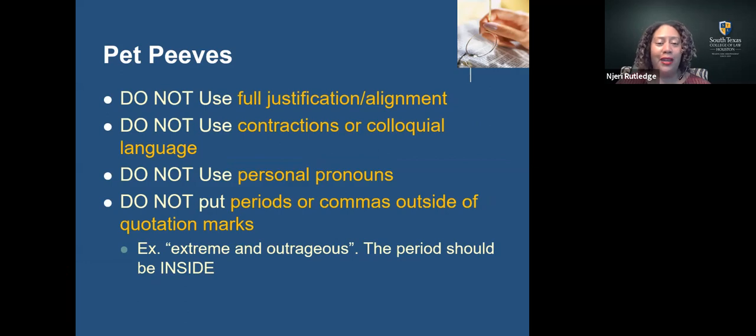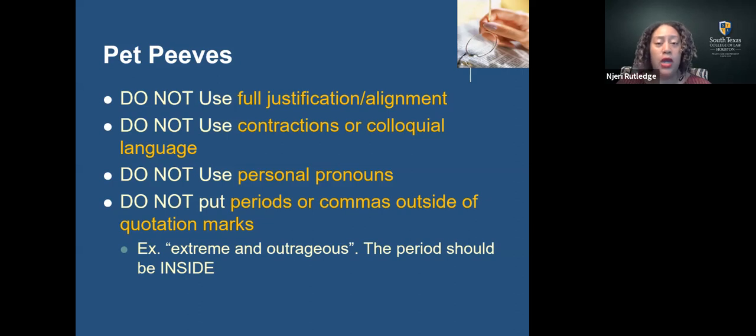Here they are. Number one, do not use full justification or alignment. I get so annoyed when a couple of weeks from now, you turn in a document that does just that after I spent a lot of time emphasizing to you, don't do it. Do not use contractions or colloquial language in formal writing. I know contractions are an everyday thing, so normal, so easy to do. Don't do it in formal writing.